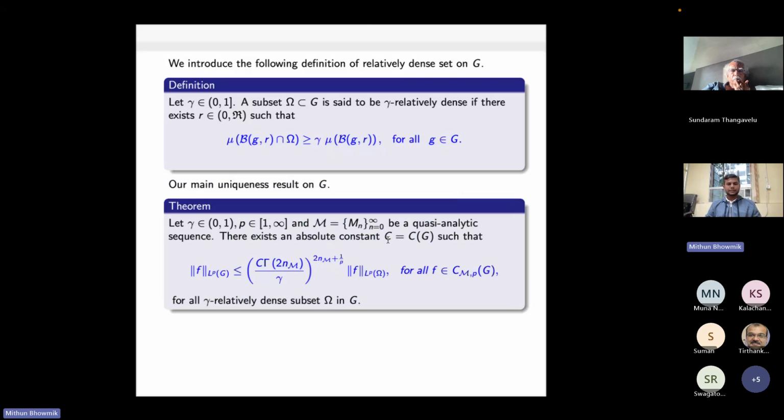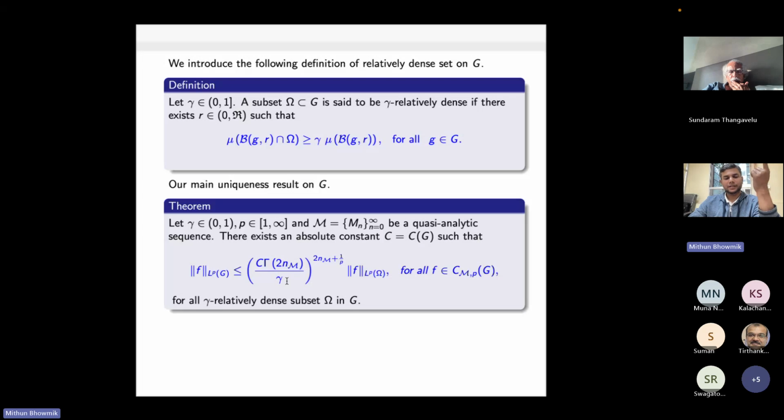Now this is our main uniqueness result. We have a quasi-analytic sequence M_n. We have two parameters: gamma, which quantifies the relatively dense set, and p, the LP norm that we are aiming to restrict. Then there exists an absolute constant C, which will depend only on G, so it does not depend on any of these parameters, such that the LP norm of the function on the entire Lie group G is controlled by this constant C and then gamma, and then we have one more factor, capital gamma of 2m. This function capital gamma will depend entirely on the sequence M_n.